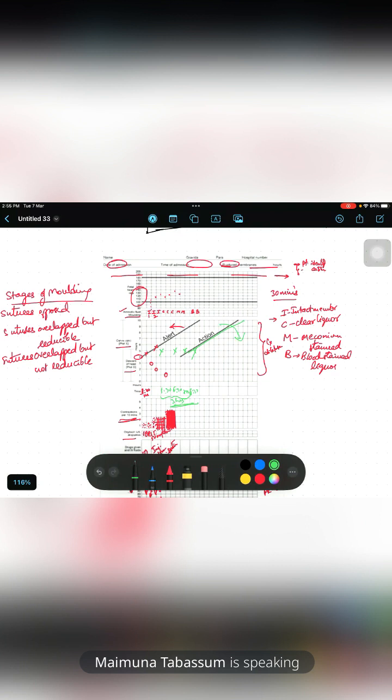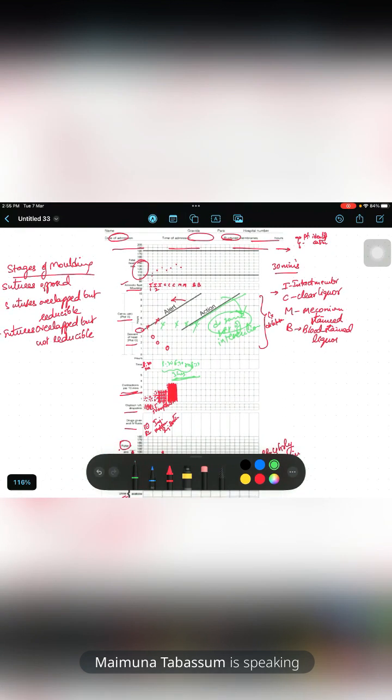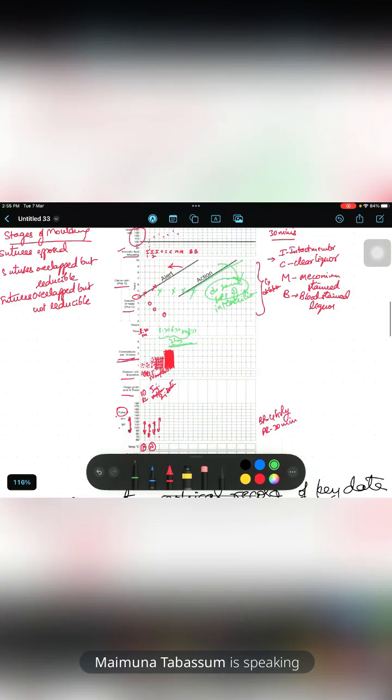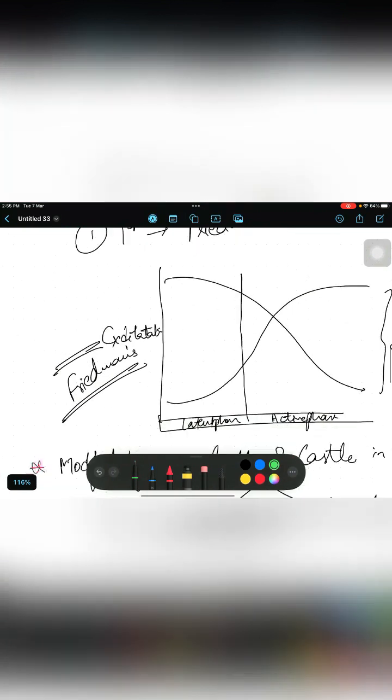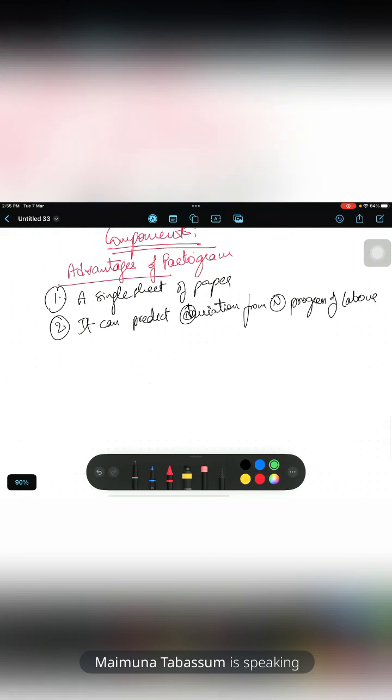Whenever it crosses the action line, you have to do some sort of intervention. Either you have to go for an instrumental delivery, but this is 5 centimeters, so you cannot go for instrumental delivery. You have to have an immediate delivery of the baby, as there is an arrest of the dilatation. So whenever it goes beyond the action line, then you have to have some action. Okay. So by this, you can predict the deviation from the normal progress of the labor.